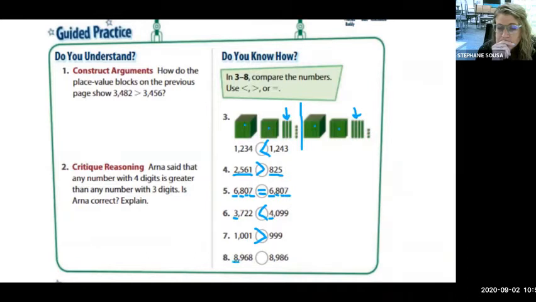Starting with the thousands, 8 and 8 doesn't help us because it's the same. So we're going to go to the next largest place value position, which is our hundreds. We can see 900s and 900s is the same. Then we go to our tens, which is 6 and 8. We know that 8 tens is more than 6 tens, which tells us that 8,986 is a larger number than 8,968.